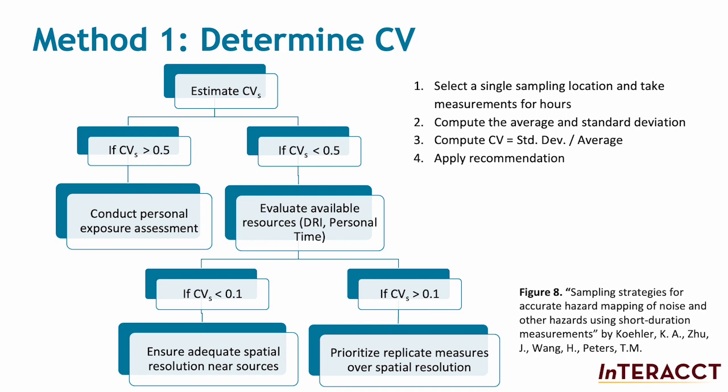If the CV is less than 0.5, they split it out between less than 0.1 and greater than 0.1. When less than 0.1, there is little temporal variation and the situation is good for performing a spatial assessment after ensuring adequate spatial resolution. However, if the CV is between 0.1 and 0.5, they suggest prioritizing replicate measurements rather than a spatial mapping process.